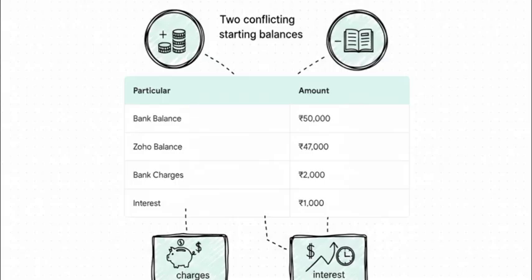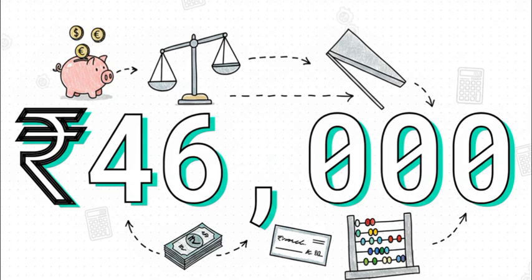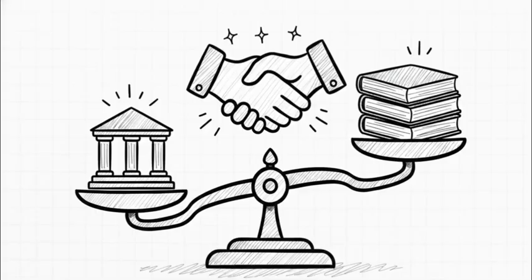We found 2 unrecorded differences here, 2,000 in bank charges and 1,000 in interest. So take your Zoho balance, subtract those bank charges, and add that newly earned interest. This simple math reveals our true adjusted balance is actually 46,000 rupees. Perfect. By recording those missing entries, your books and your bank finally agree with each other.